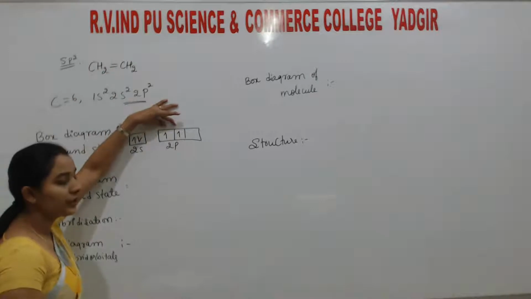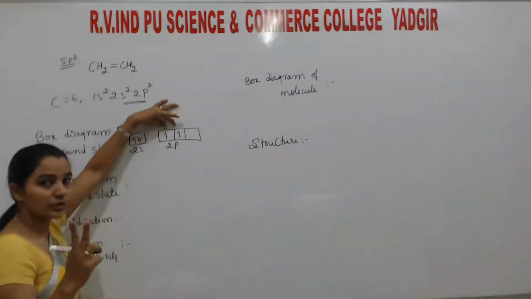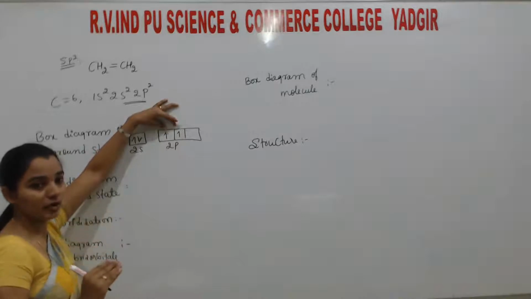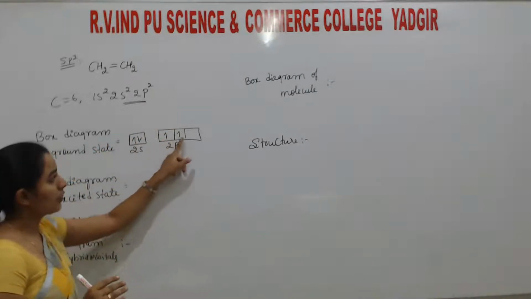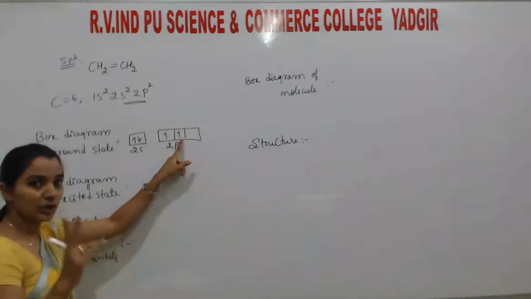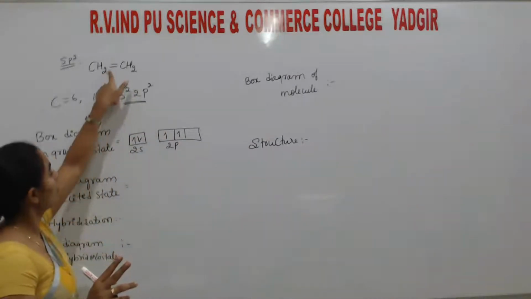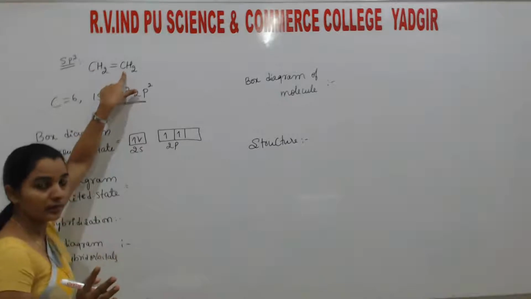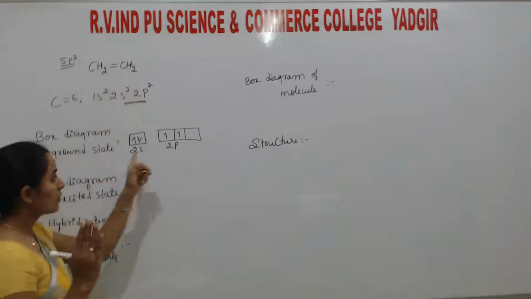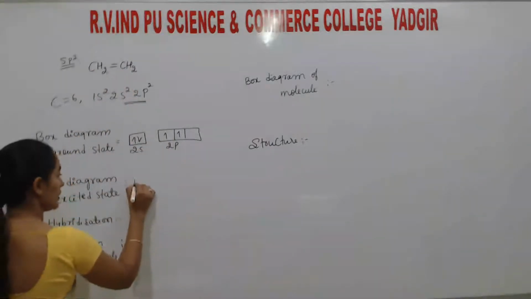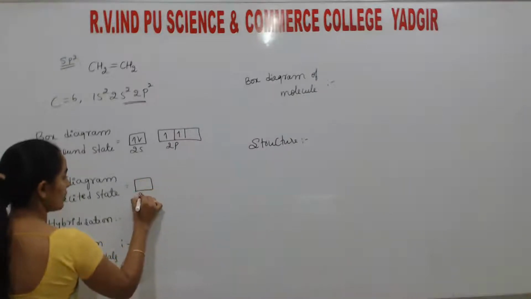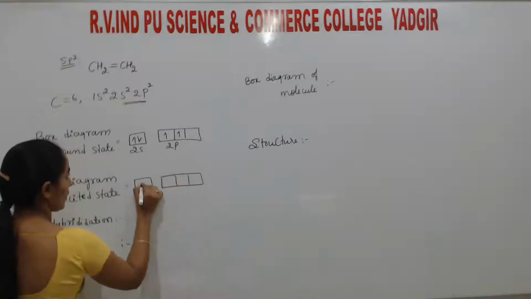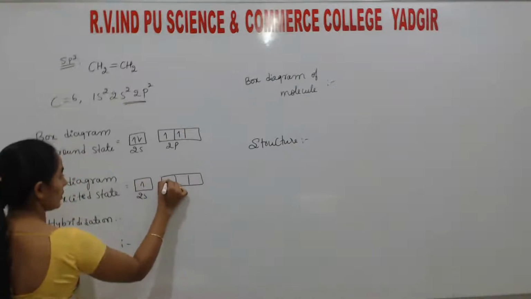Here the availability of electrons is how much? Only 2. That means we need to excite the electron. The number of electrons available for bonding is only 2, but the number of bonds for this carbon atom, or this carbon atom, both are the same: 4. So we need to excite the electron. This is the 2s orbital, and this is 2p.